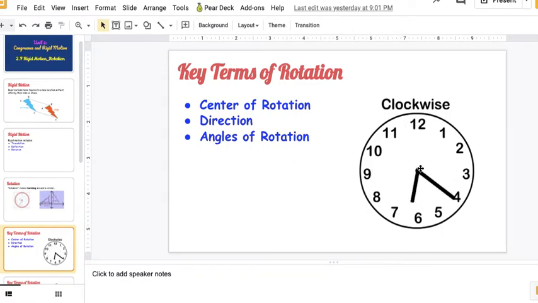Let's check some key terms here. The center of rotation, as we mentioned, is the point around which the picture rotates. As you can see, in this clock, the center is called the center of rotation. For direction, we have two kinds. As you can see in this picture, how the clock moves around the center is called clockwise, and the reverse direction is called counterclockwise.